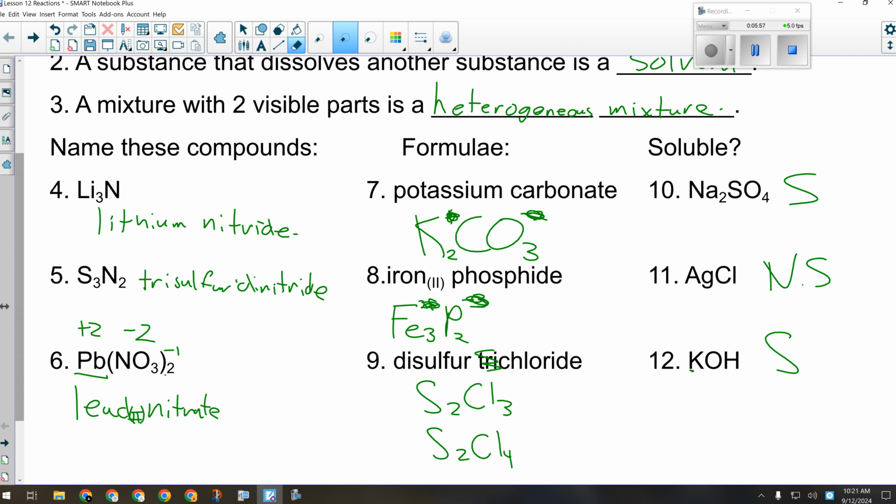Electrons are not equally shared. If the electrons are not equally shared, one end ends up positive, the other end ends up negative. You can get hydrogen bonding. When you get hydrogen bonding, you can get cohesion, adhesion, all the stuff we talked about yesterday.